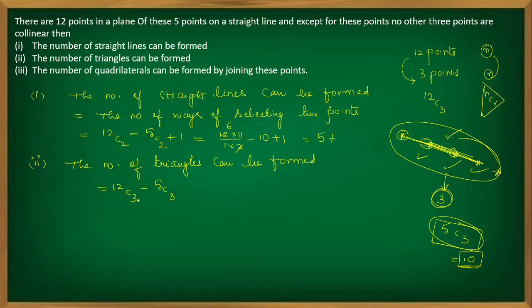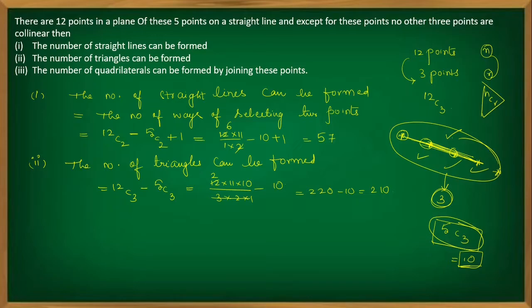Similarly, you can calculate this also: 12C3 minus 5C3, which is 12 into 11 into 10 by 3 into 2 into 1, and minus 5C3, which is the same as 5C2, which is 10. So 3 to the 6, 6 to the 12, then you get 22 into 10, 220, minus 10, which equals 210. So 210 triangles can be formed in this, right?